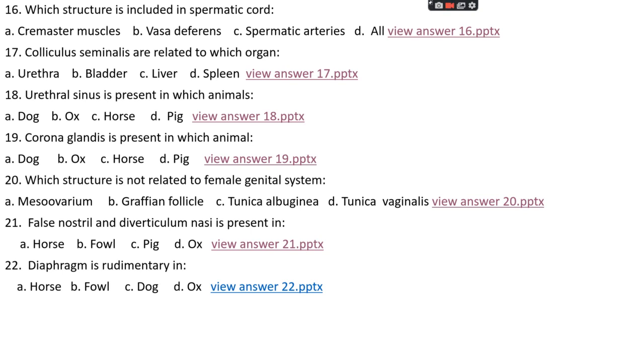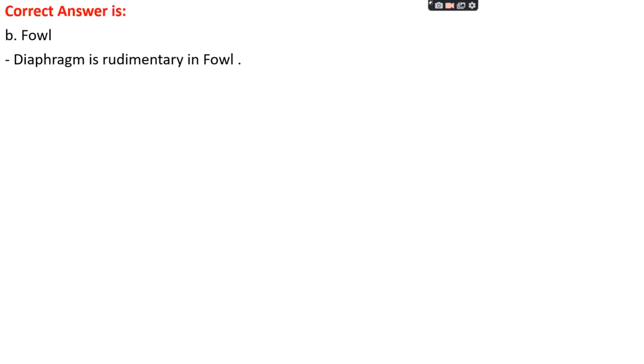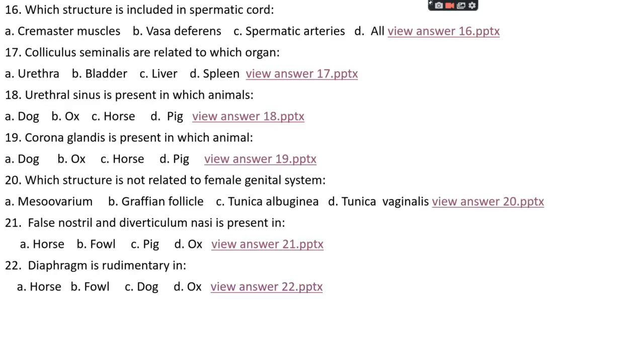Question number 22. Diaphragm is rudimentary in option A, horse, option B, fowl, option C, dog, option D, ox. The right answer is option B, that is fowl. Diaphragm is rudimentary in the case of fowl.